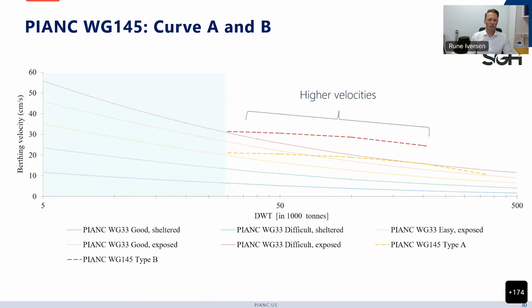Now, if we take these curves and compare them to the berthing velocity curves that were published in PIANC Working Group 33, you can see that these two curves show much higher velocities for vessels larger than 30,000 deadweight tons. And this really is something that's been consistent in all the data that has been collected so far. These velocities are higher in most all cases for these larger vessels than the curves that were published, dating all the way back to 1977.